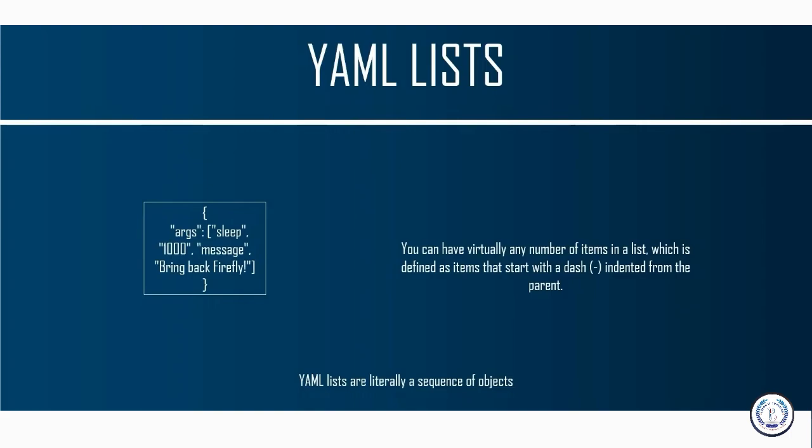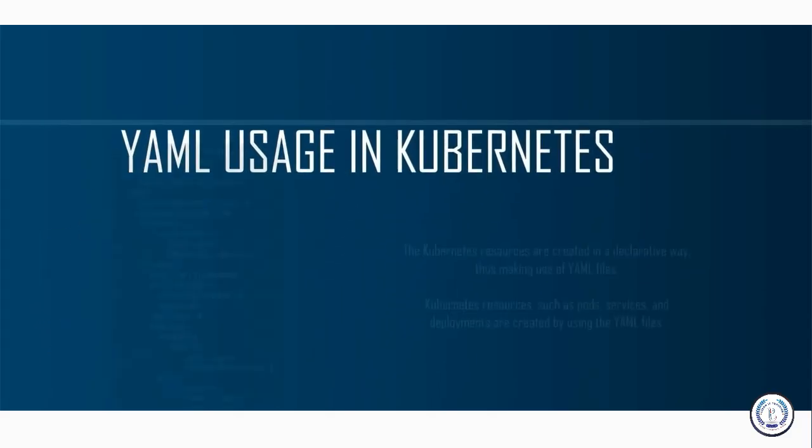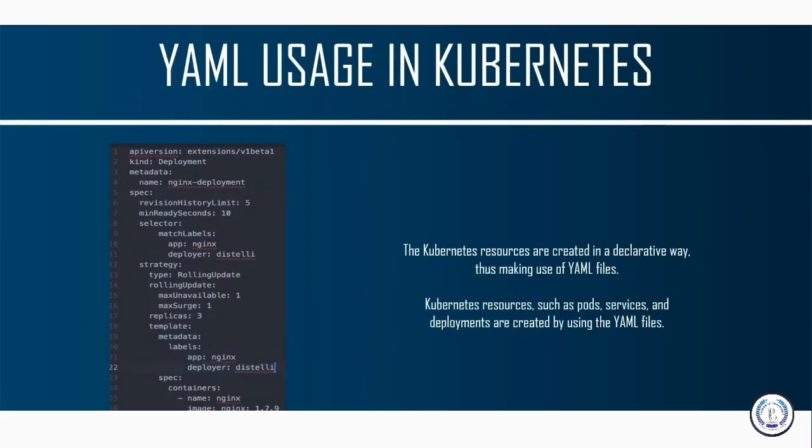So now that we know maps and lists quite in detail, let's move ahead and talk about YAML usage in Kubernetes. Having seen the advantage and basic building blocks of a YAML file, let us understand how YAML is used in Kubernetes. The Kubernetes resources are created in a declarative way, thus making use of YAML files. Kubernetes resources such as pods, services, and deployments are really created by using the YAML files. The example here contains both basic and advanced specifications.